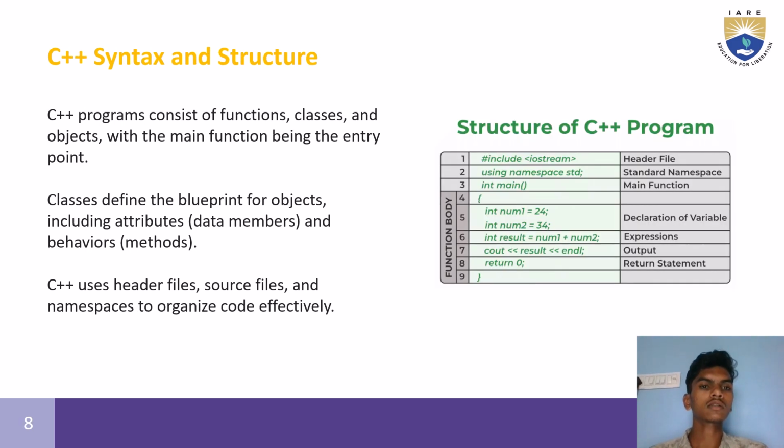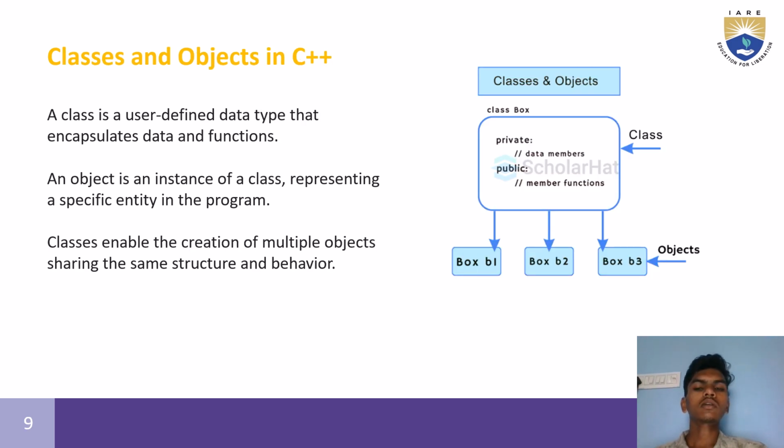And moving forward to C++ syntax and structure, you can see the image of the structure of a C++ program. Coming to the details, C++ programs consist of functions, classes, and objects, with the main function being the entry point. Classes define the blueprint for objects, including attributes (data members) and behaviors (methods). C++ uses header files, source files, and namespaces to organize code efficiently. You can see the structure: a header file, the main function, expressions and declaration of variables, output, and a return statement.